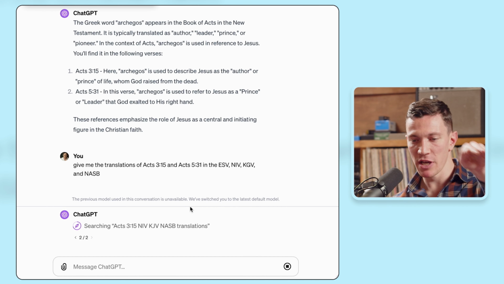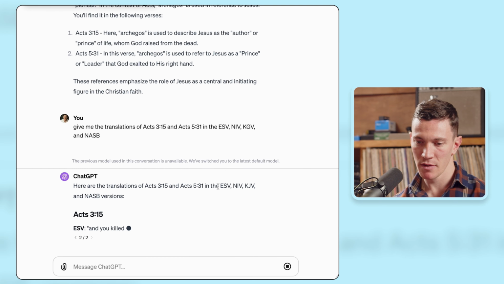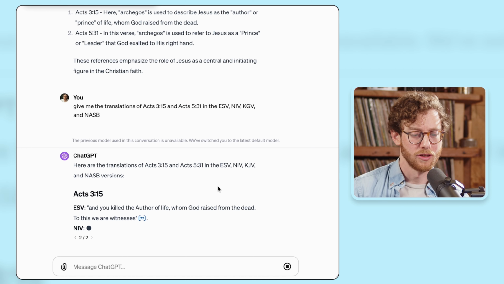So what it should do is give us different translations. Okay, let's see. So give us some context here while it's writing this out. Let's start with Acts 3:15.